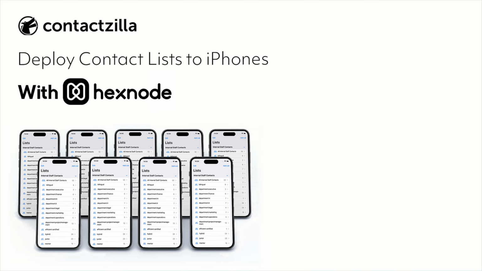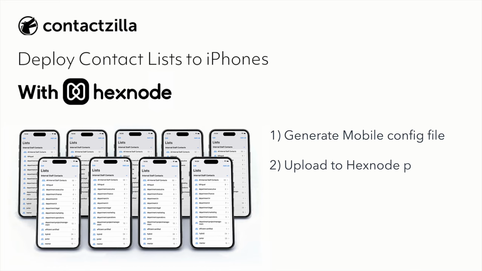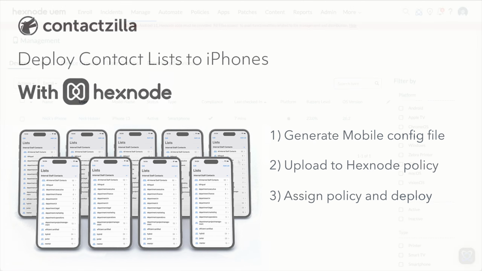to iPhones with Contactzilla. The basic flow is simple. We'll generate an iOS configuration profile in Contactzilla, upload that profile into a Hexnode policy, and then assign it to a device group so the iPhones receive it.